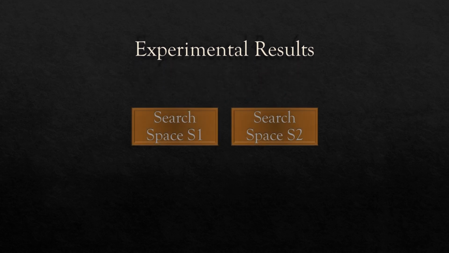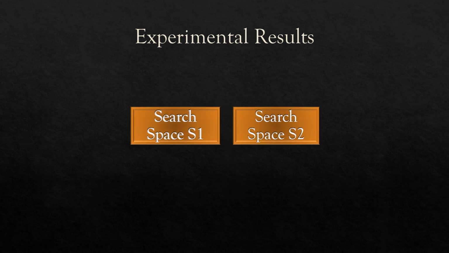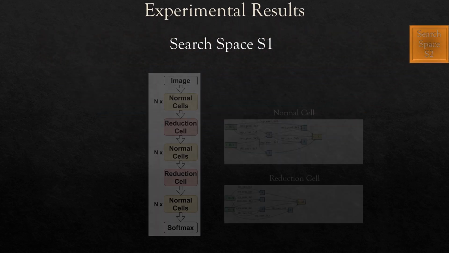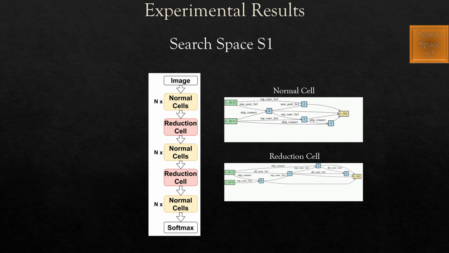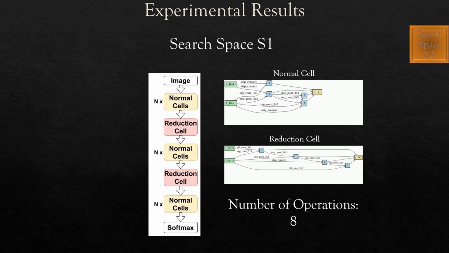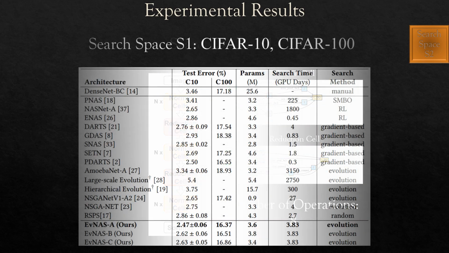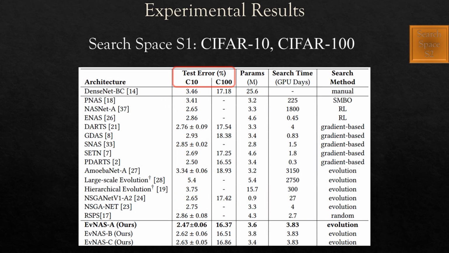For the experimental results, we apply our method to two different search spaces, S1 and S2. In S1, we search for both normal and reduction cells, and there are 8 different operations in the search space. We search the architecture on the CIFAR-10 dataset, which is then transferred to the CIFAR-100 dataset.